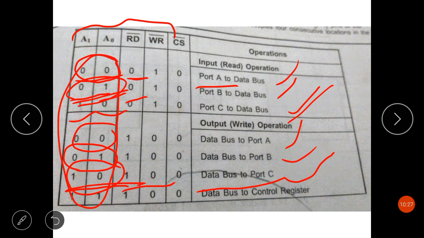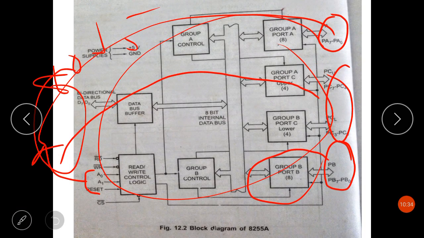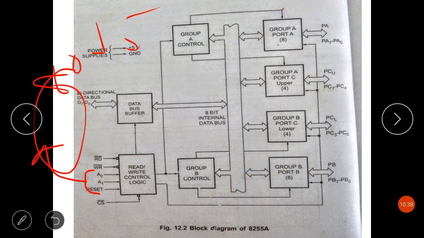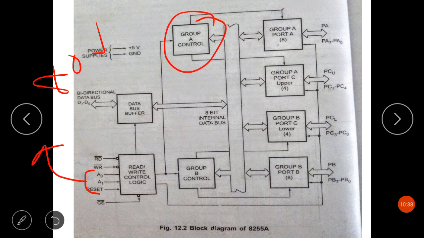So this is the function of A0, A1, RD bar, WR bar and CS bar. Now next, talking about port A, port B and port C. Basically each of the group A and group B control blocks receives control words from the CPU and issues appropriate commands to the ports associated with it.